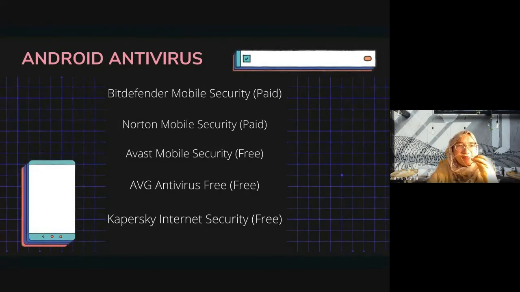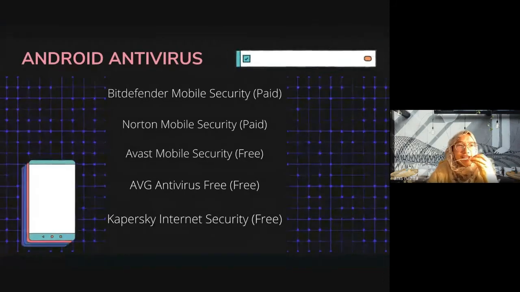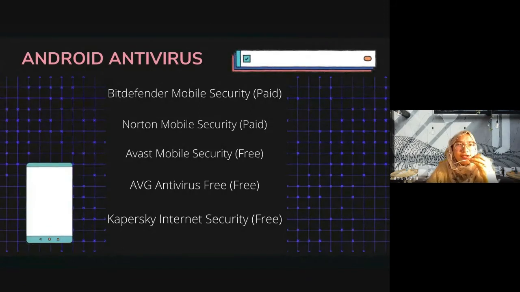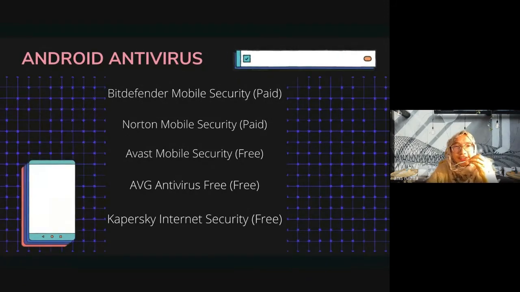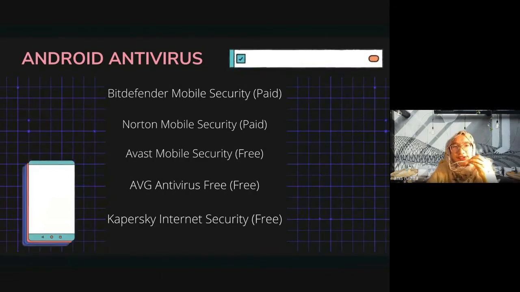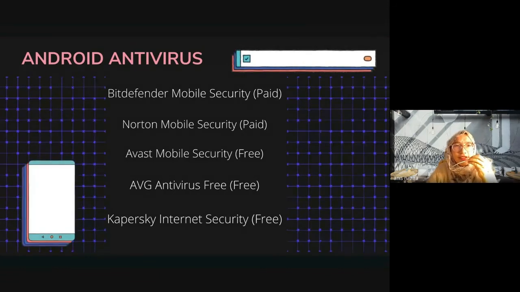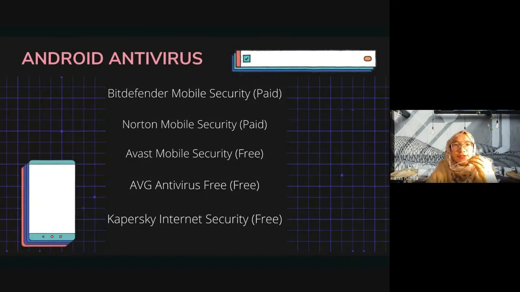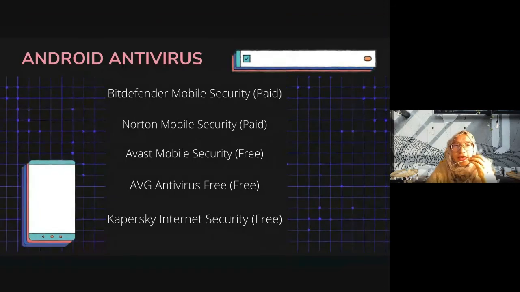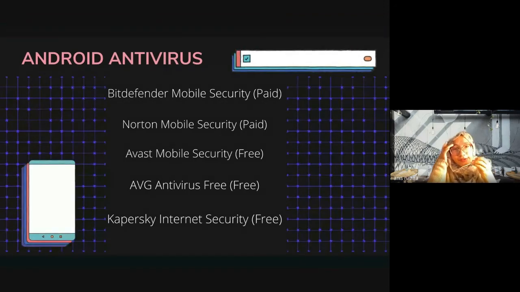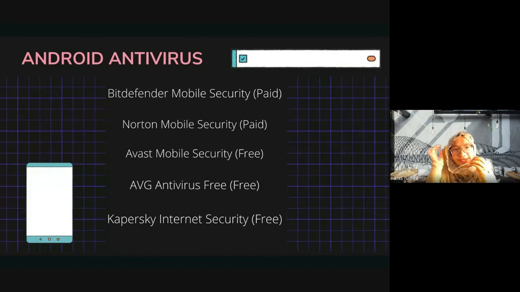And the next one is Avast Mobile Security. This one is free. Although it's free, it has excellent virus scanning. It also includes anti-theft features, and it has a junk cleaner to free up space and a RAM booster to speed up the device. But this app comes with ads. They can be removed by upgrading to premium.